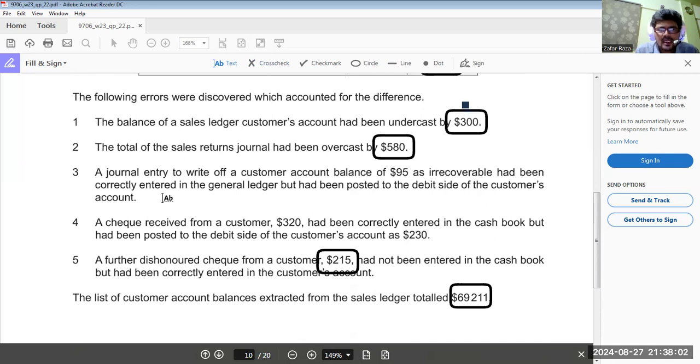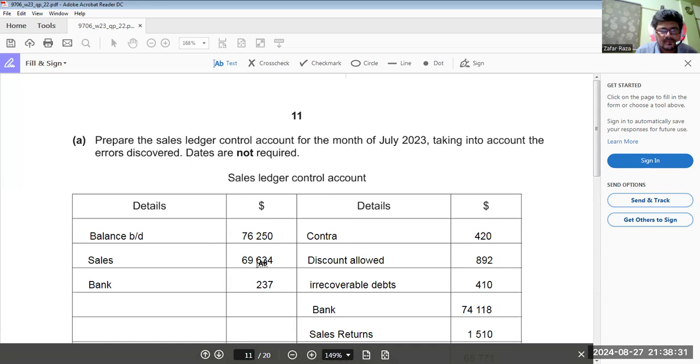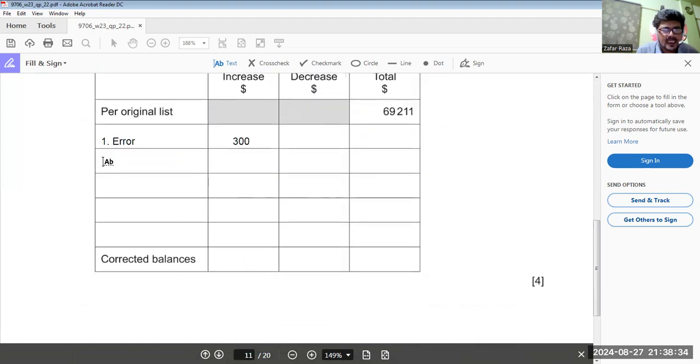A general entry to write off a customer account balance of 95 as irrecoverable had been correctly entered in general but had been posted to the debit side of the customer account. When we have debit, it means again we have increased the customer's account. We were supposed to write off, but we have increased. So when we enter on the wrong side of any T account, we have to come back by double amount. So we have to decrease the customer's account by 190. Error number 3. We have to decrease by 190.